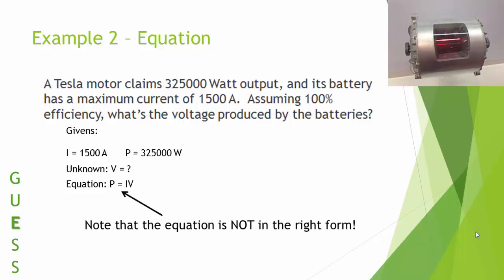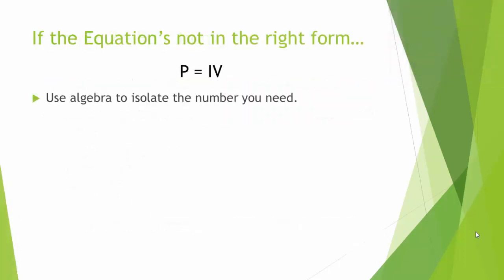So, our equation's not in the right form and we have to stop and do one more step. What's that step? Well, it's algebra. We need to isolate the number we need. What does isolate mean? It means just get it on its own. So the number we need, that's straight out of our use step in GUESS. We know that V needs to be alone.